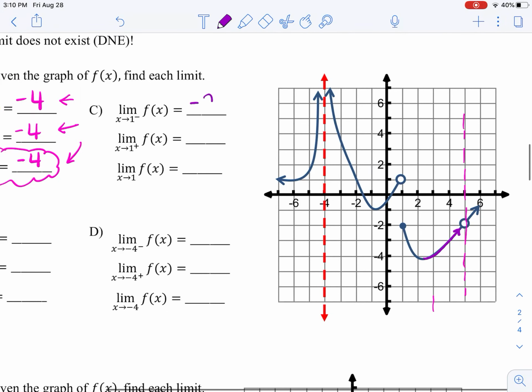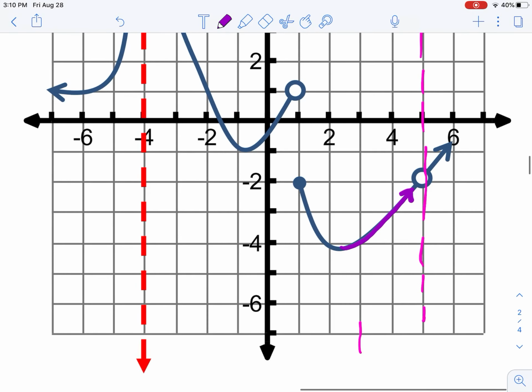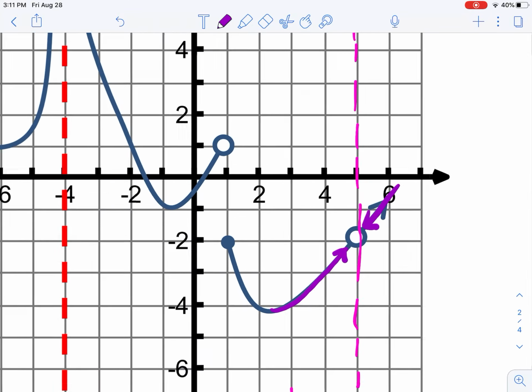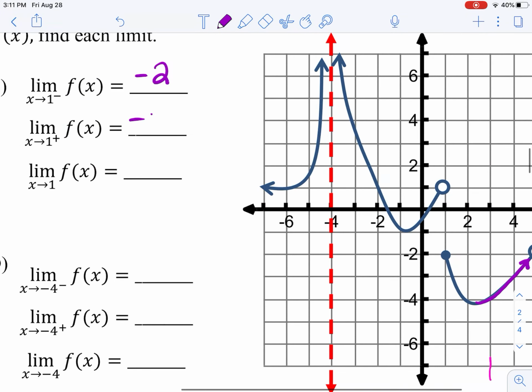So you might be saying right now, there's a hole there, there's no value. I said approaching. What value am I getting closer and closer to? It's not what value did I reach. Remember, by the definition, it's approaches. All right, now I'm going to approach 5 from the right. So I'm coming from the right. If you look right here, you are also approaching negative 2.